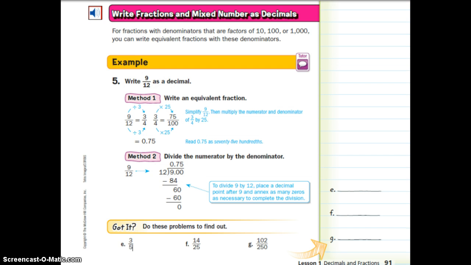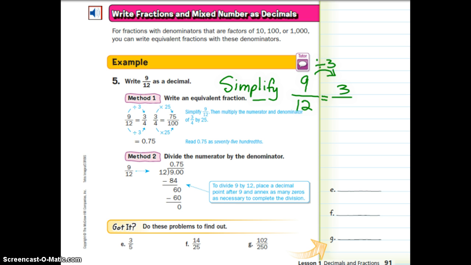Alright, so writing decimals as fractions is very easy, but now we have to write fractions and mixed numbers as decimals. A little bit harder. So we have the fraction 9/12. Before we ever do anything with a number like this, you should always look to see if you can simplify it first. If you can simplify it first, then you can get it down to a number that's easily recognizable. In this case, we know it's divisible by 3.